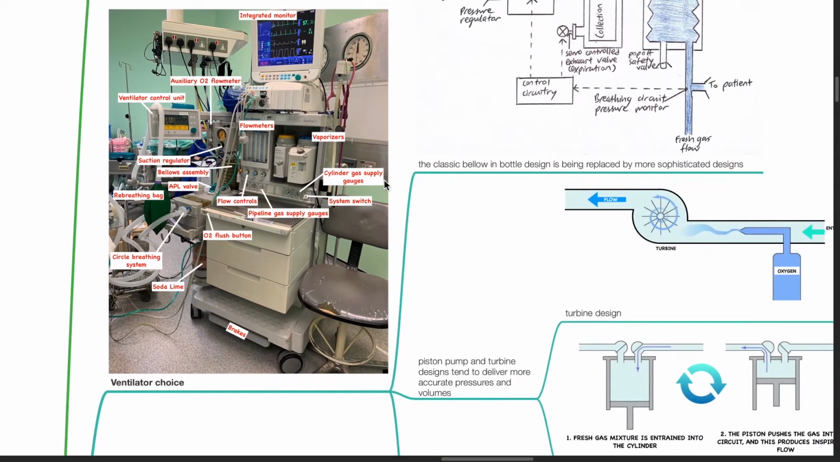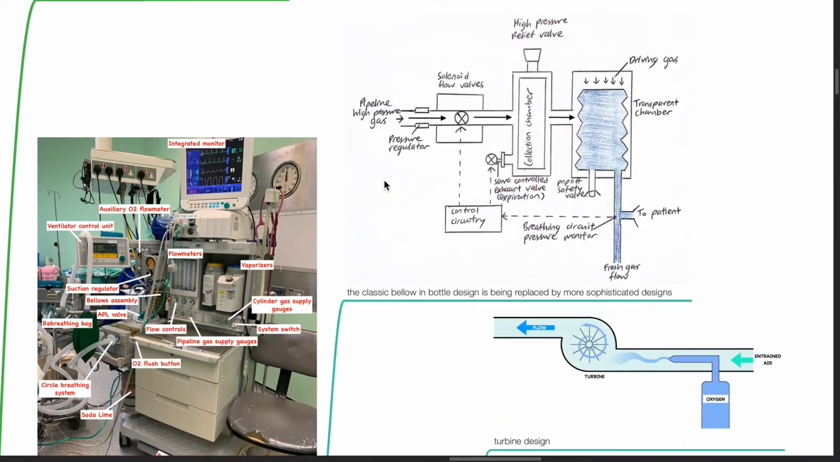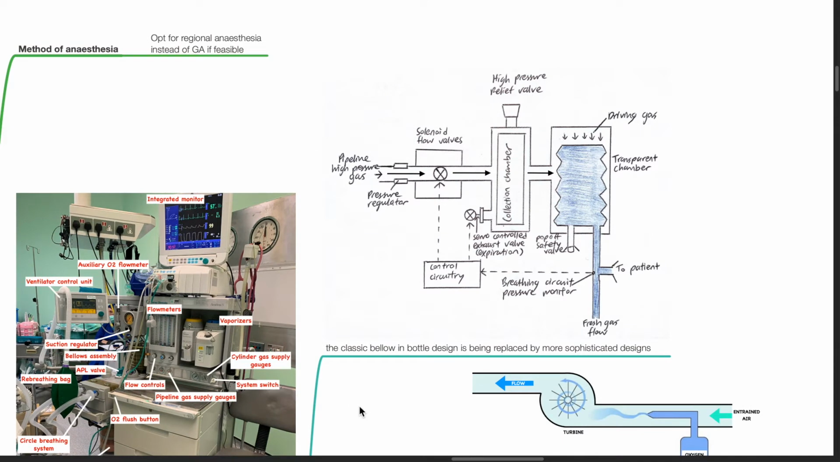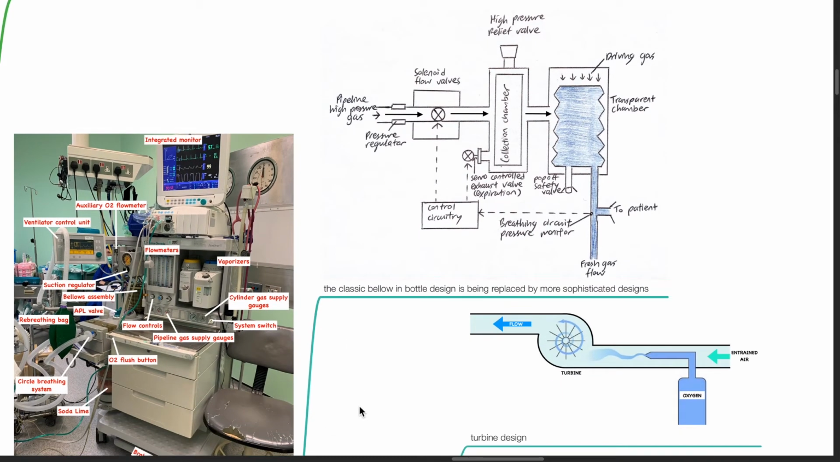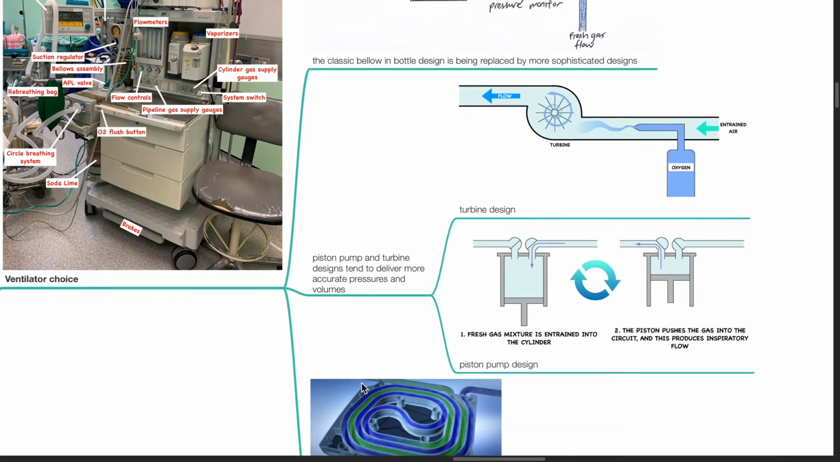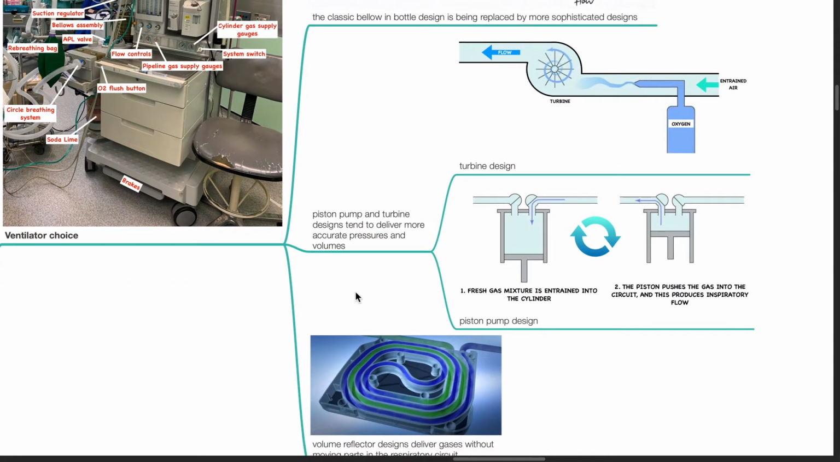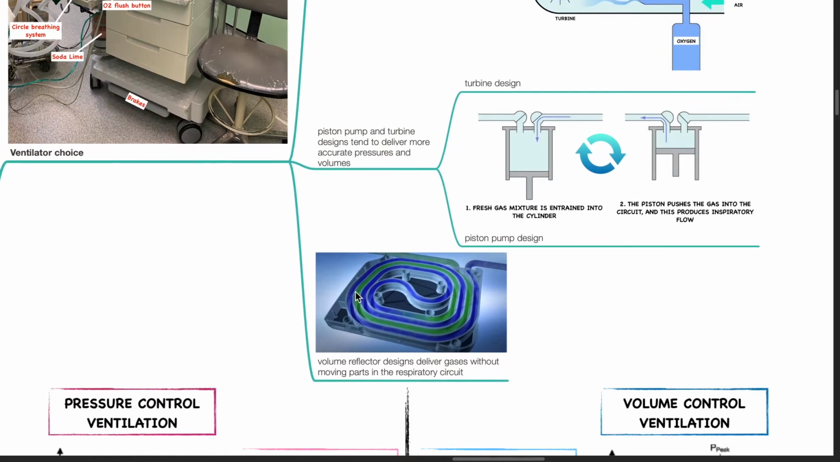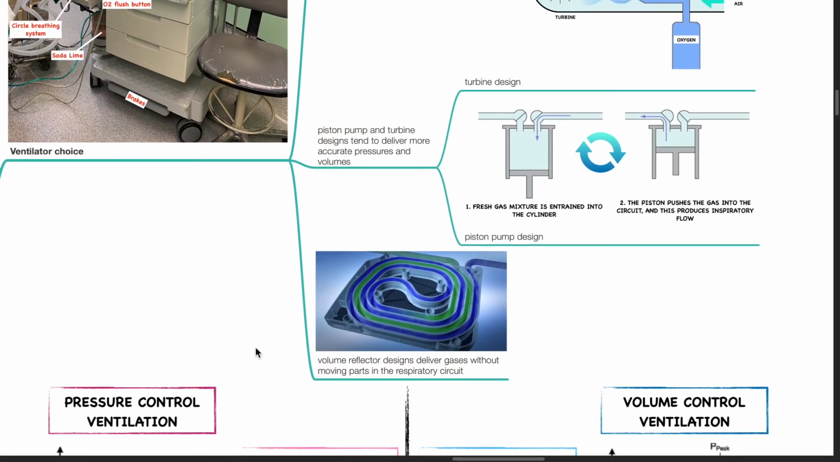Choice of ventilator. The classical bellow-in-bottle design is being replaced by more sophisticated designs such as the turbine and piston pump design. These designs tend to deliver more accurate pressures and volumes. Volume reflector designs deliver gases without moving parts in the respiratory circuit.